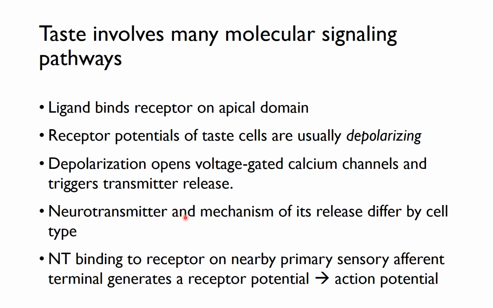The neurotransmitter involved in the mechanism of its release will differ by cell type. There are two different types of cell signaling cascades that will trigger either the release of ATP or serotonin.